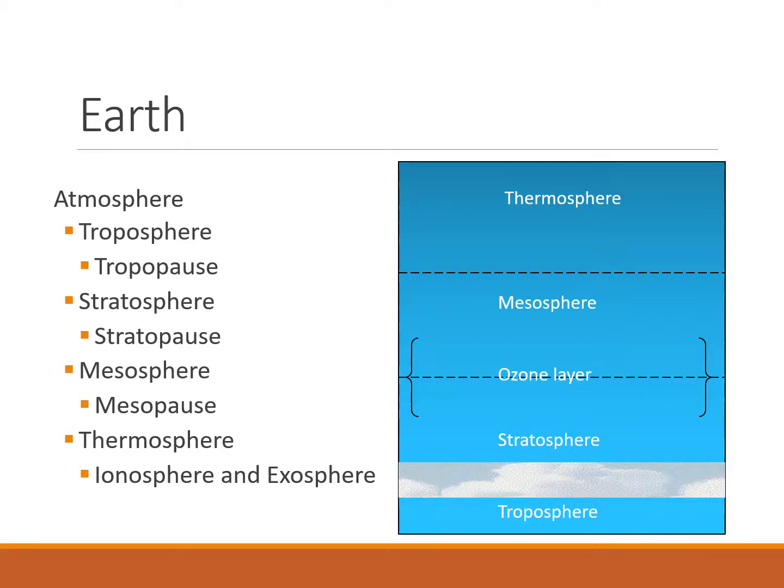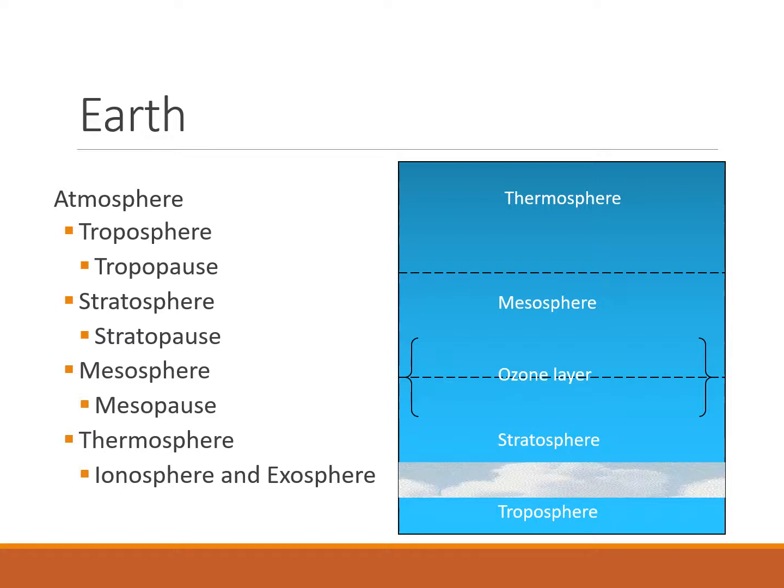In the troposphere, the temperature decreases. Then all of a sudden, the temperature remains constant, and then it starts to increase. At that point where we see it going from decreasing to increasing in temperature, we call that the tropopause.